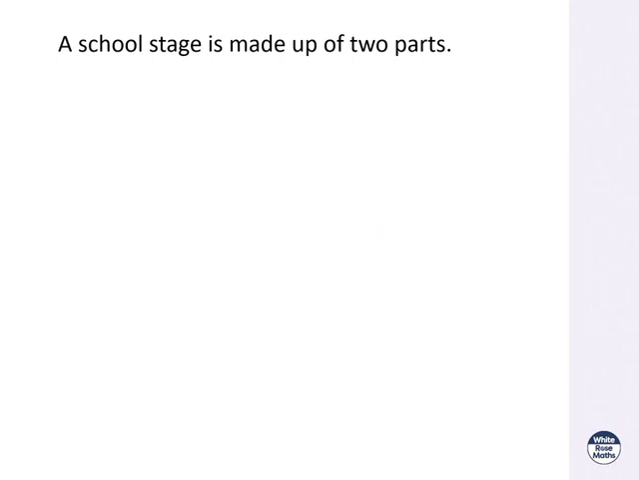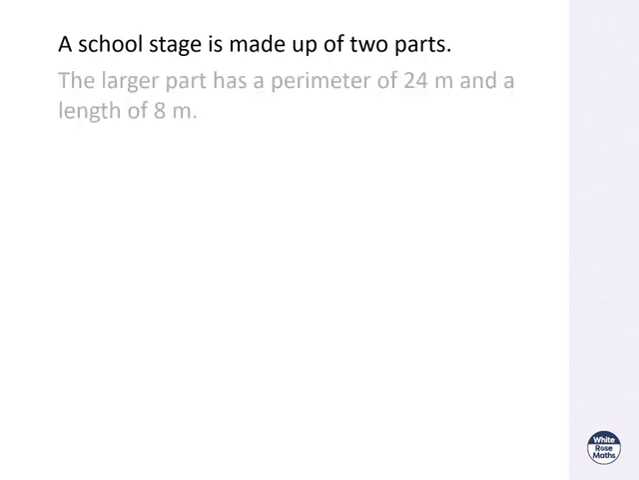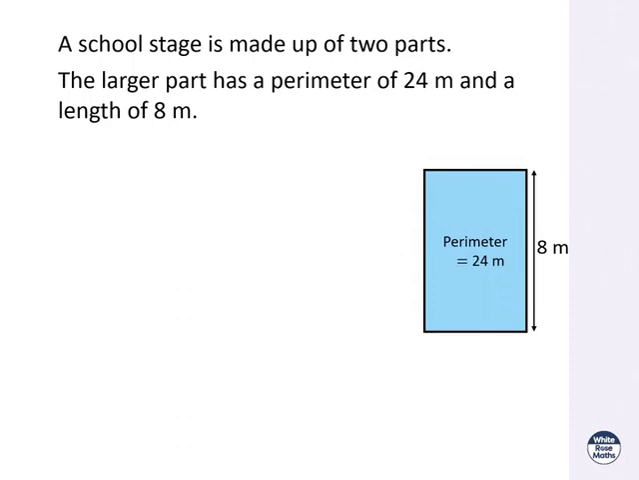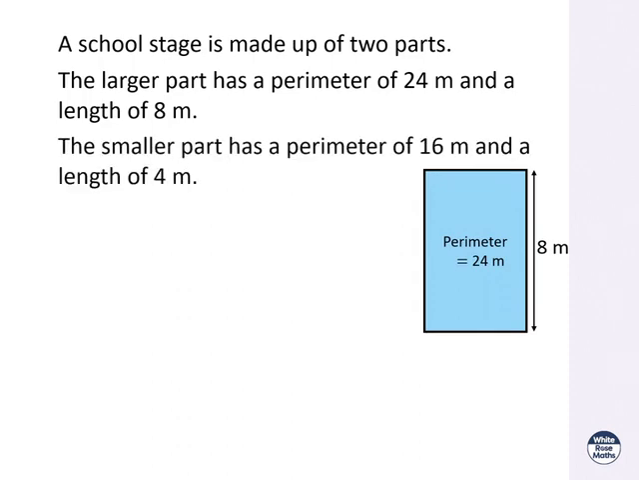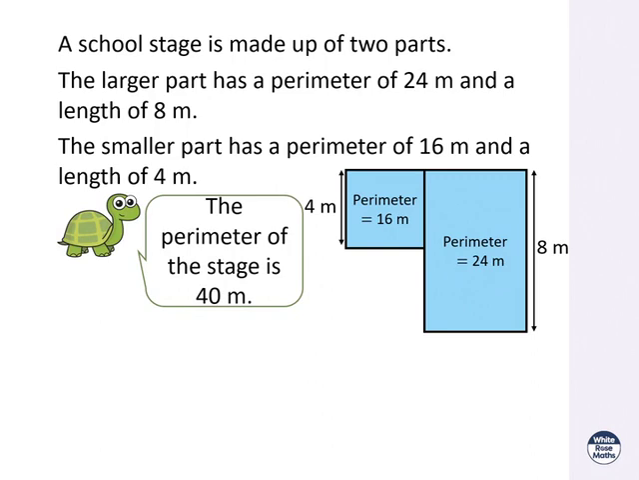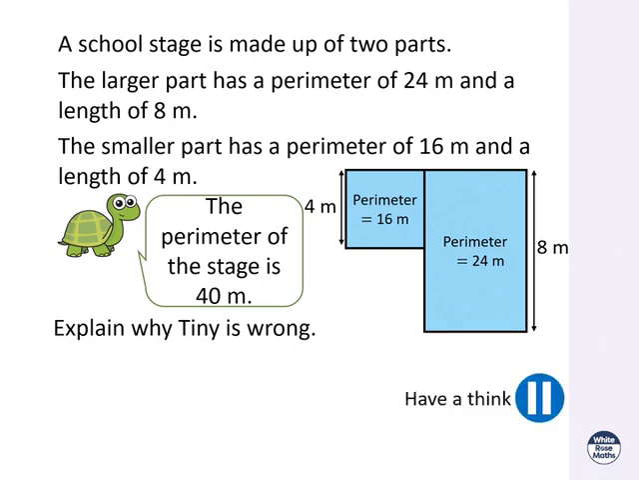Let's finish today's video by looking at this problem. A school stage is made up of 2 parts. The larger part has a perimeter of 24 metres and a length of 8 metres. The smaller part has a perimeter of 16 metres and a length of 4 metres. Tiny says the perimeter of the stage is 40 metres. Explain why Tiny is wrong. Pause the video and have a think.